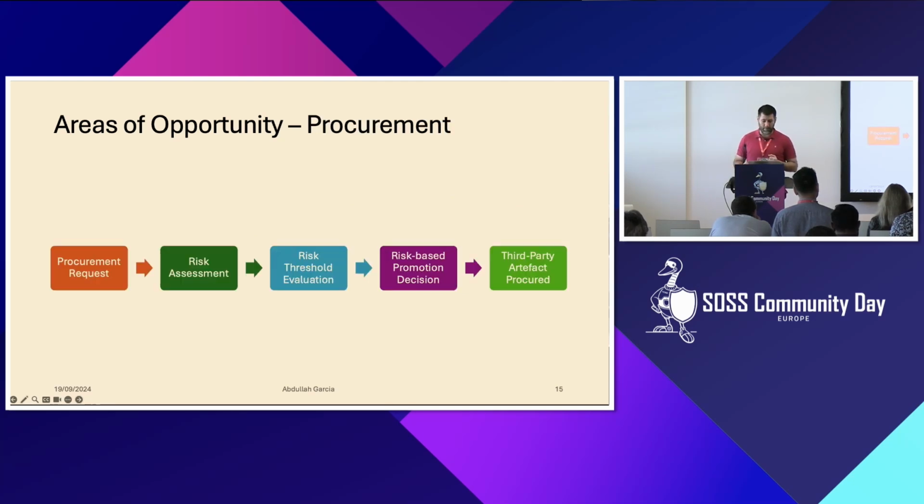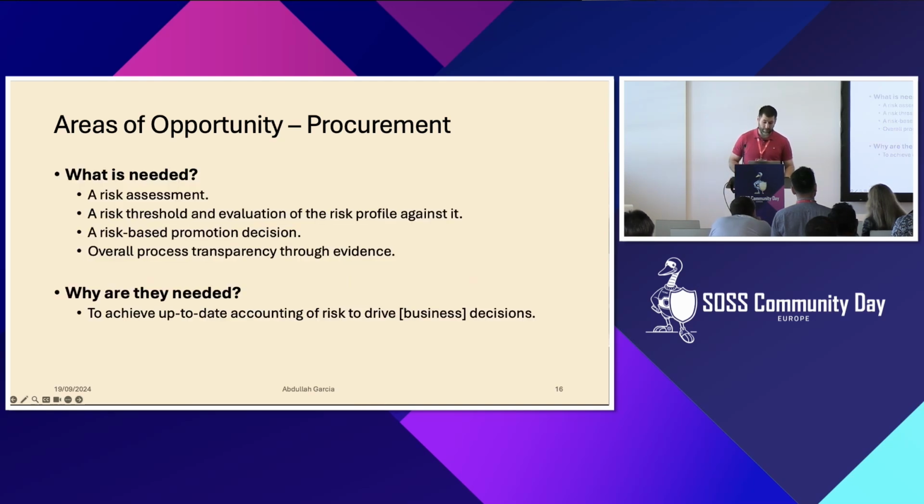For a procurement perspective, what you want to do is think about, okay, I want to get this in, right? I want to do a risk assessment. And there are references towards the end of the slides where you can use this, right? Then you want to evaluate your own risk threshold. Like, are you comfortable with this kind of software altogether, based on the risk model that I just described with the 4 areas? And then you make that promotion decision and you procure the artifact, right?